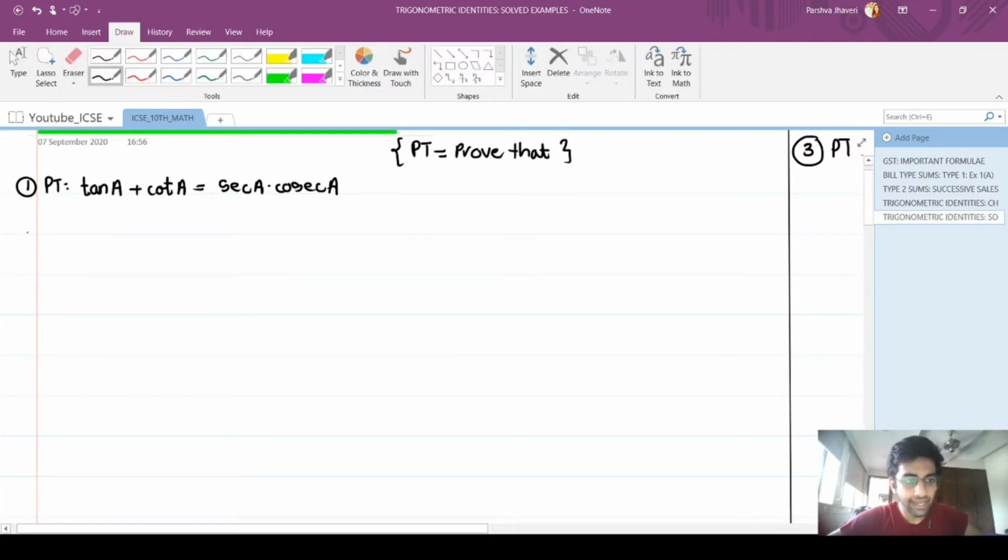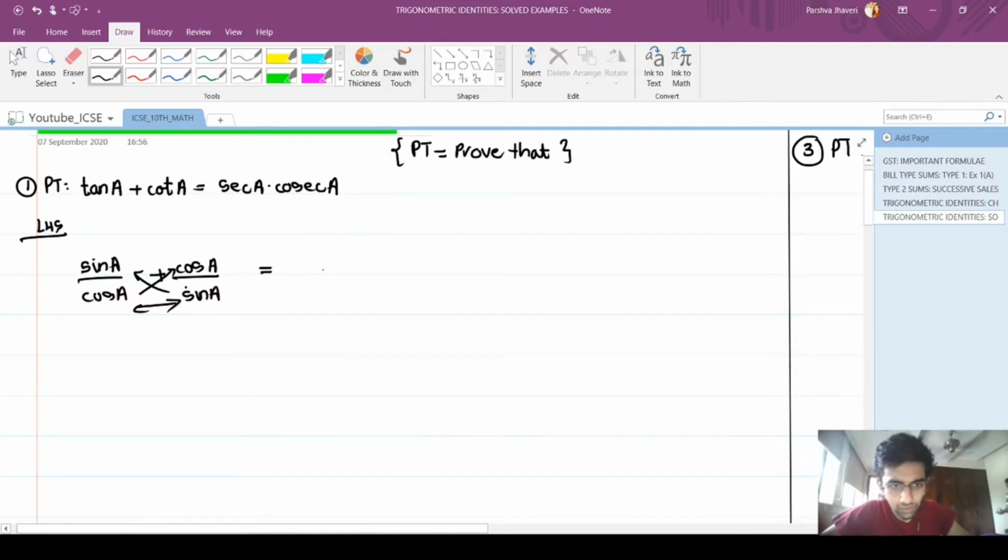I'm going to take LHS. Tan A can be written as sin A upon cos A, and cot A can be written as cos A upon sin A. Next step, what will I do? I will take LCM. Multiply this with this, with this, and the denominators' multiplication becomes the LCM. So I will get sin square A plus cos square A upon cos A sin A.